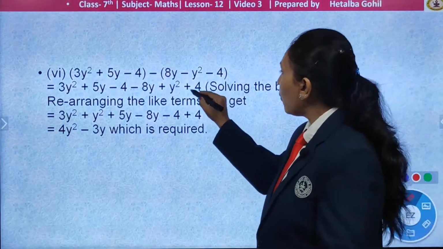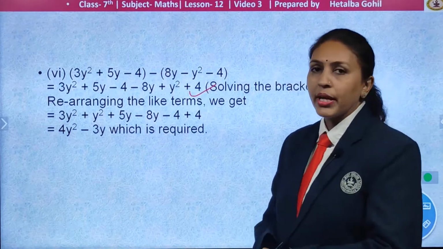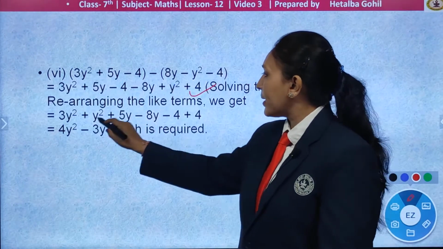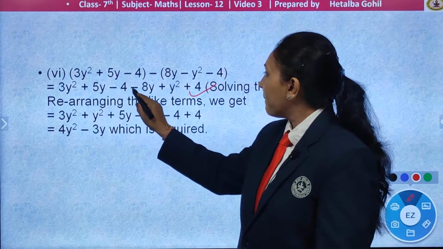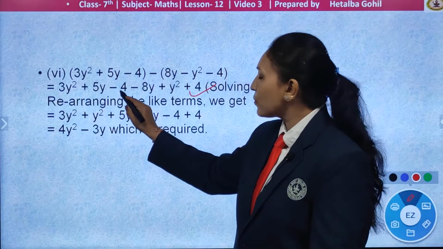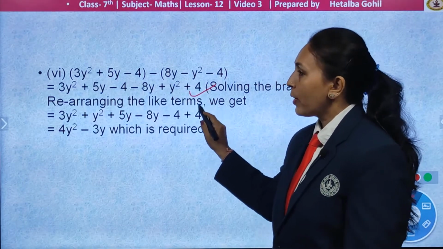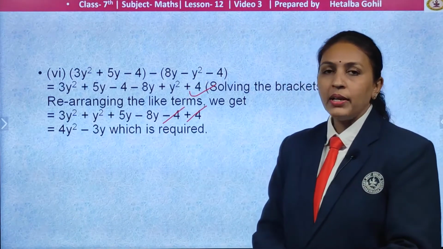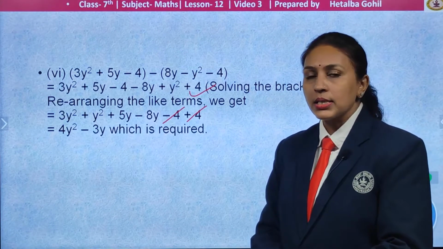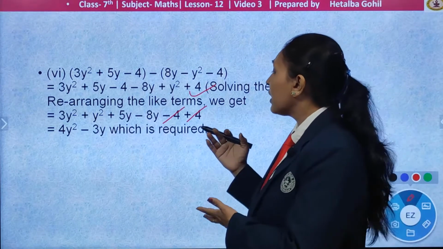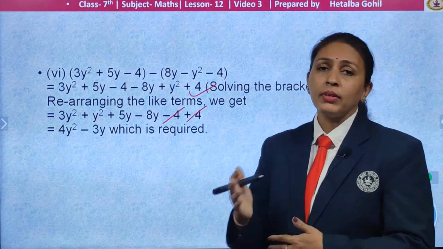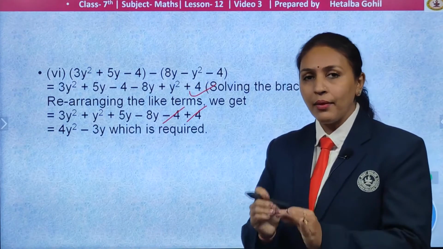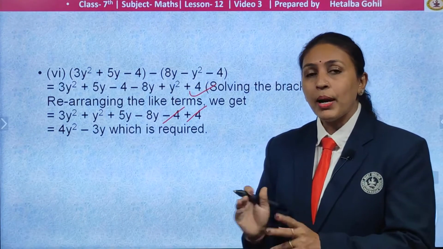Now, after you open the bracket, take together all the like terms. 3y square plus y square, 5y minus 8y, minus 4 plus 4. Here minus 4 and plus 4 becomes 0. Whenever you have the same numbers, it can be even the constant number, or any other term with the variable also, same coefficient, same variable, same powers, but the negative sign.